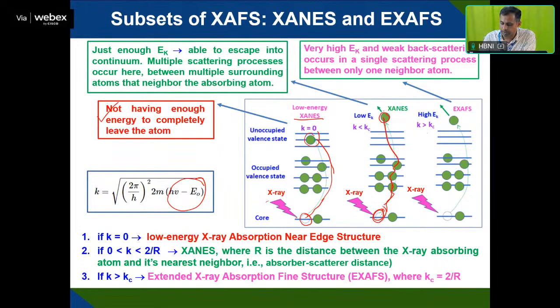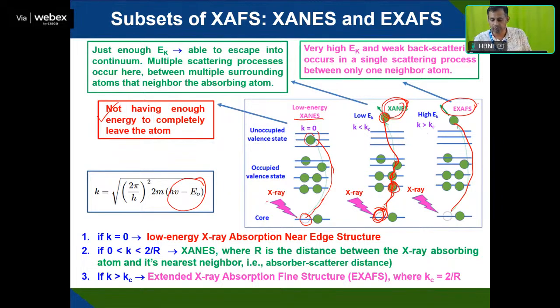Because of this you have multiple interactions, like this electron interacting with this. There is a possibility of multiple scattering here in the case of XANES, that will give X-ray absorption near edge spectroscopy. But if your energy is sufficiently high, that means quite high energy, then backscattering of the wave pattern will not happen, it will directly go into the continuum. So here you will see EXAFS, extended X-ray absorption fine structure.